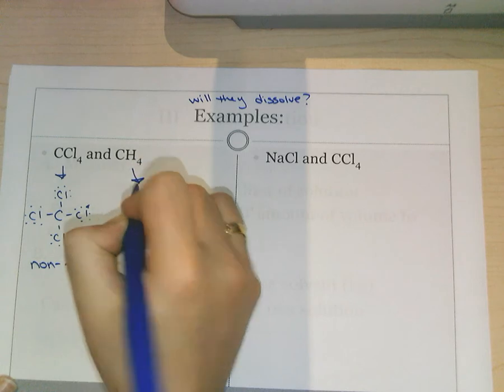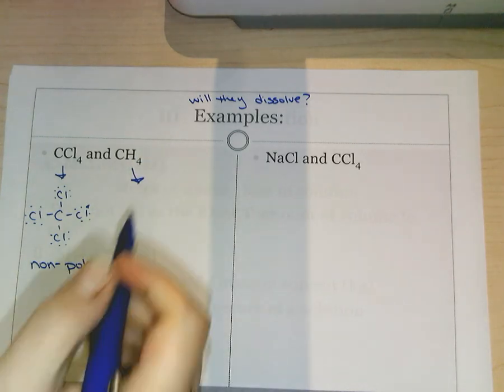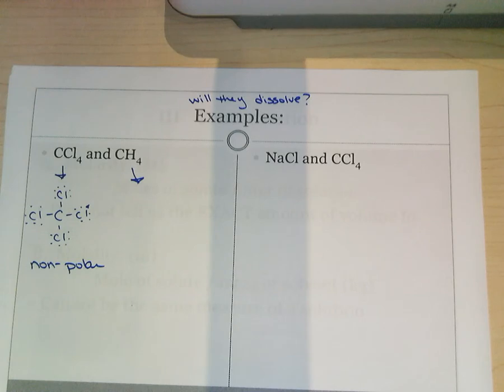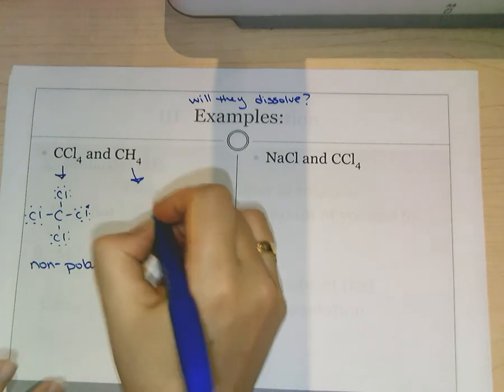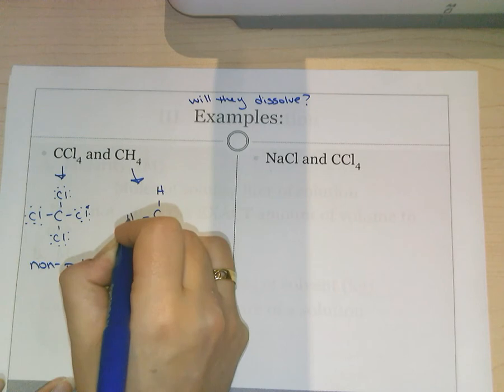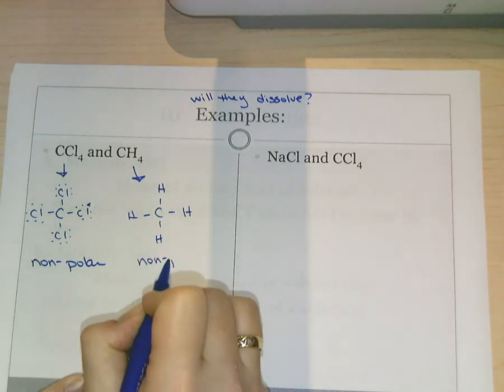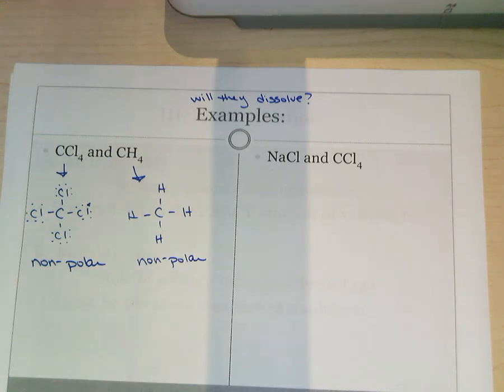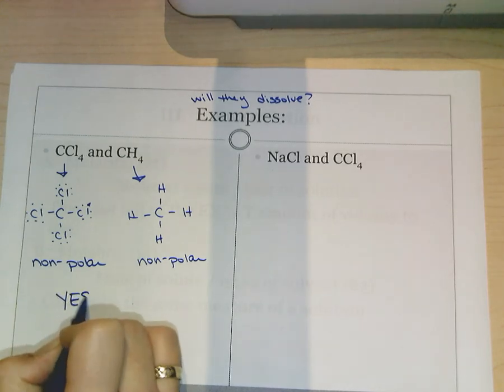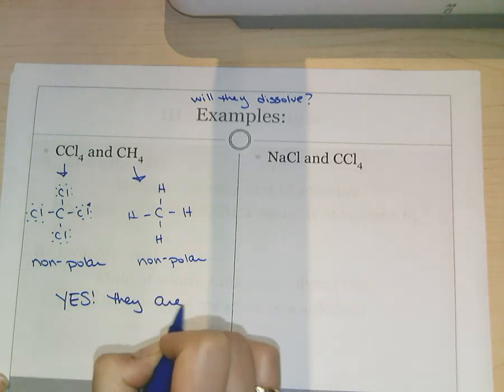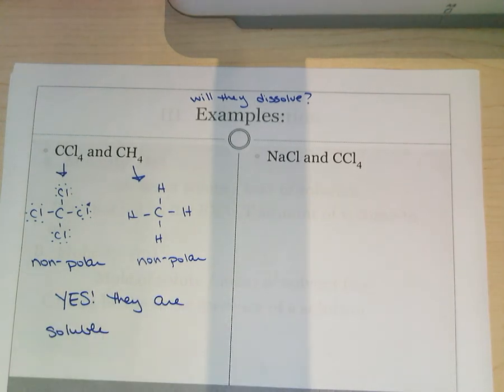What if I say I want to dissolve CH4? Is it going to be polar or nonpolar? Nonpolar for the same reason. If I draw this, right, there's no dipole moment. All four hydrogens are being pulled in equal and opposite directions. So, can I dissolve CH4 into carbon tetrachloride? Yes, it dissolves. Yay! And that's pretty exciting. Yes, they are soluble.